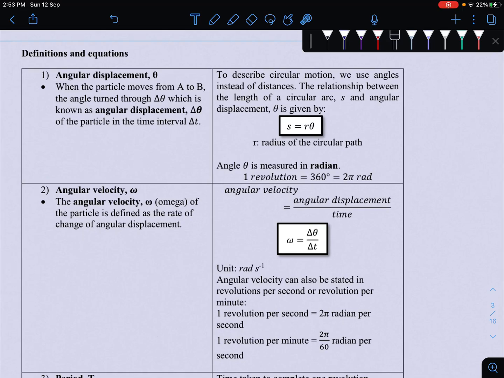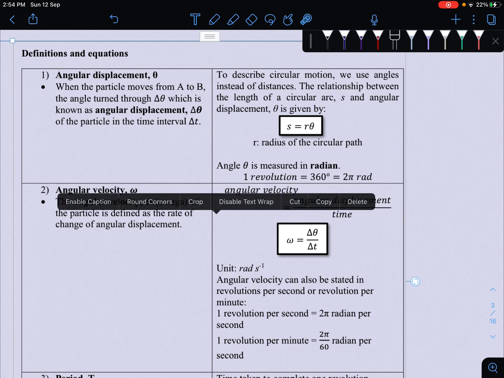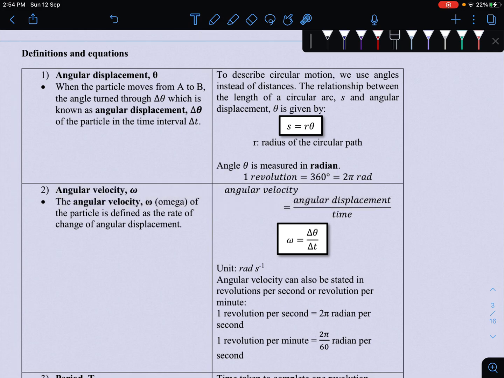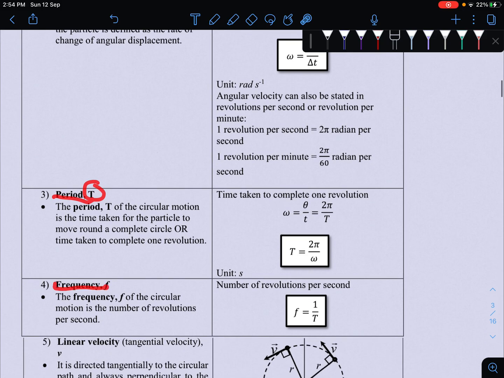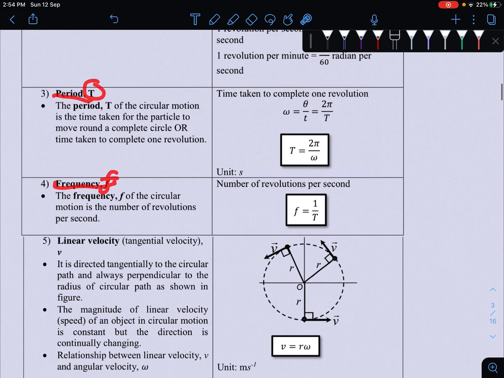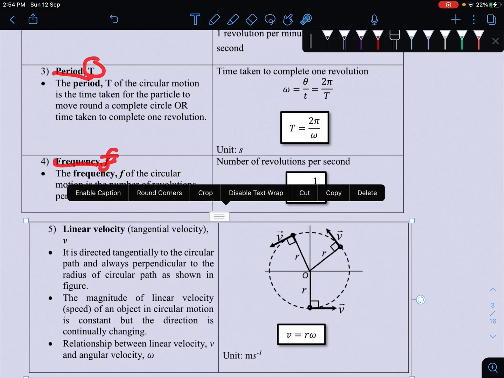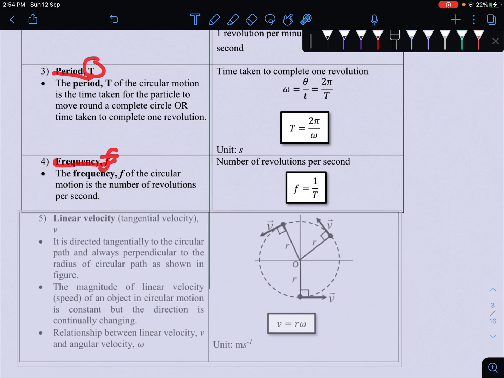So in this video, we'll be looking at the second learning objective from 6.1, which is to convert the units here. There are a few terms that we're going to look at. The first one is the angular displacement, with the symbol theta associated with it. And then angular velocity, for which we use the symbol omega. And then we have period, capital T, frequency f, and also linear velocity. So these are the few terms that we are going to look at here.